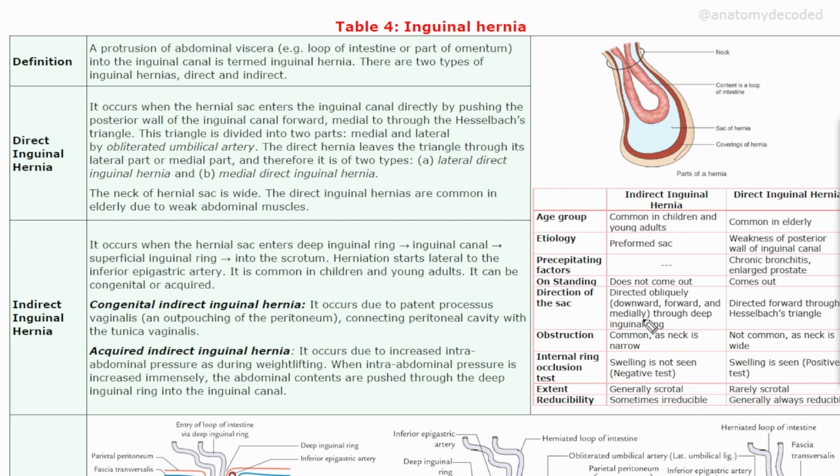Obstruction of the hernia is common in indirect inguinal hernia. In direct inguinal hernia, it is not common as the neck is wide. Then there is a test called the internal ring occlusion test, which is negative in indirect inguinal hernia and positive in direct inguinal hernia. Extent: indirect goes towards the scrotum, while direct inguinal hernia is rarely scrotal. Reducibility means we can push the hernia back. Sometimes indirect is irreducible, and direct inguinal hernia is always reducible.